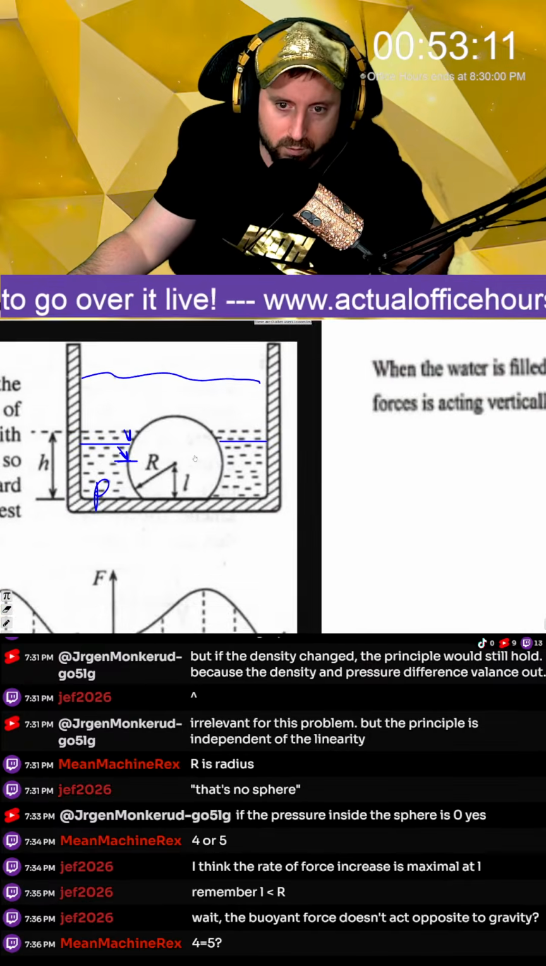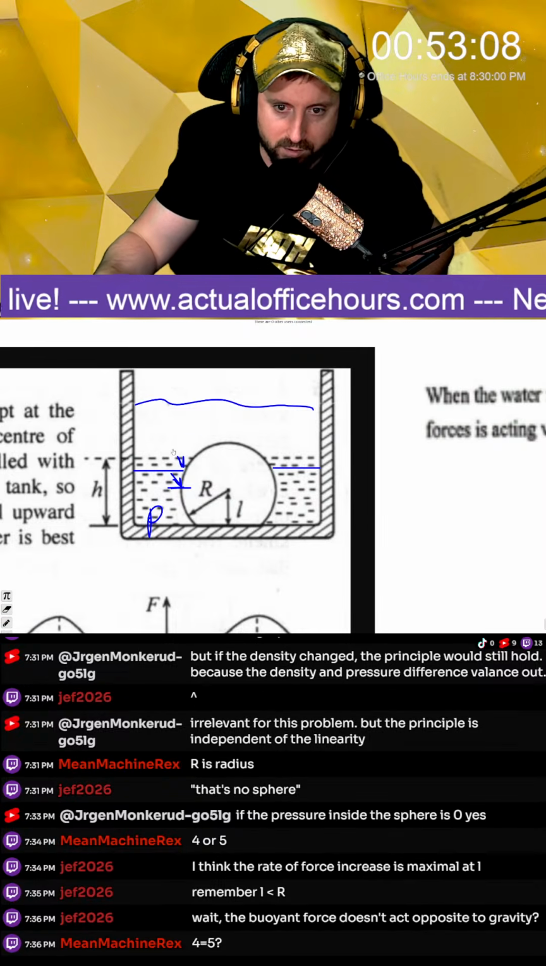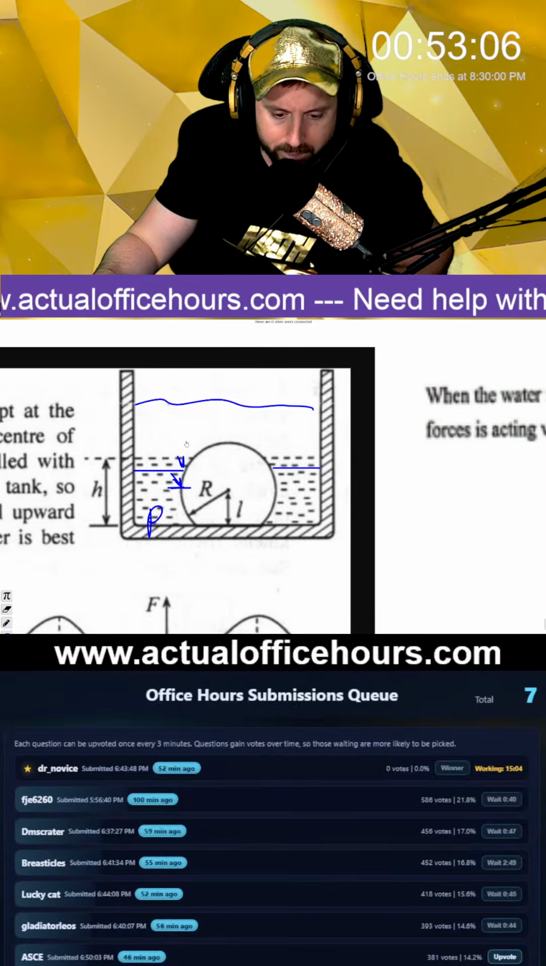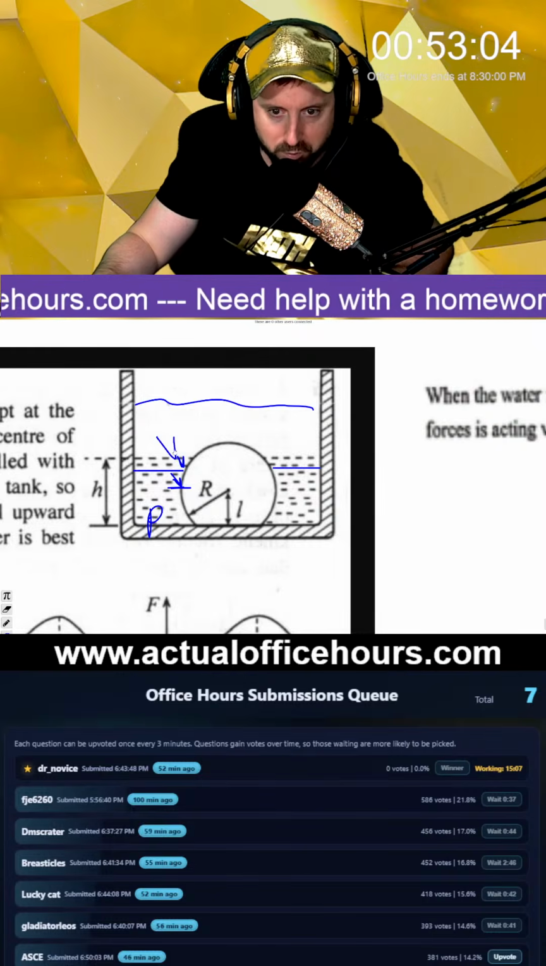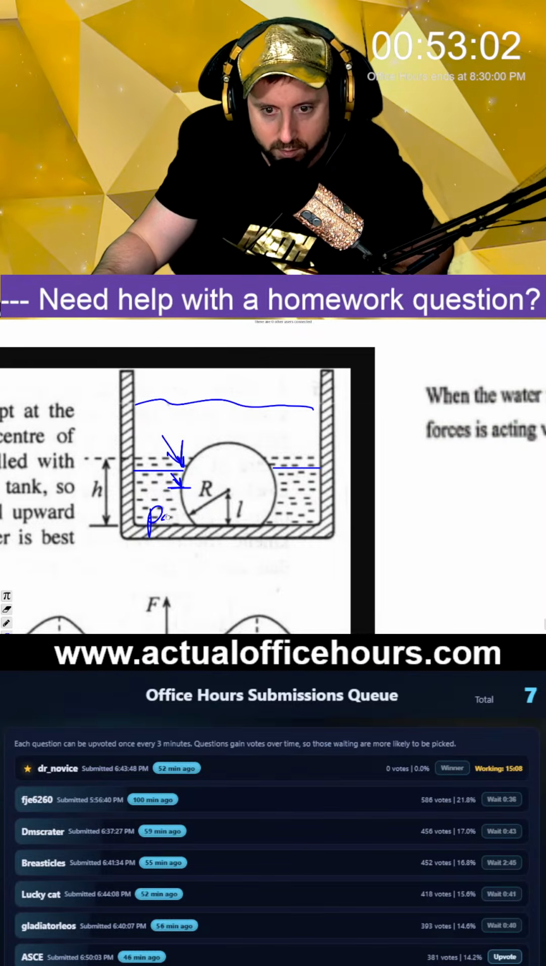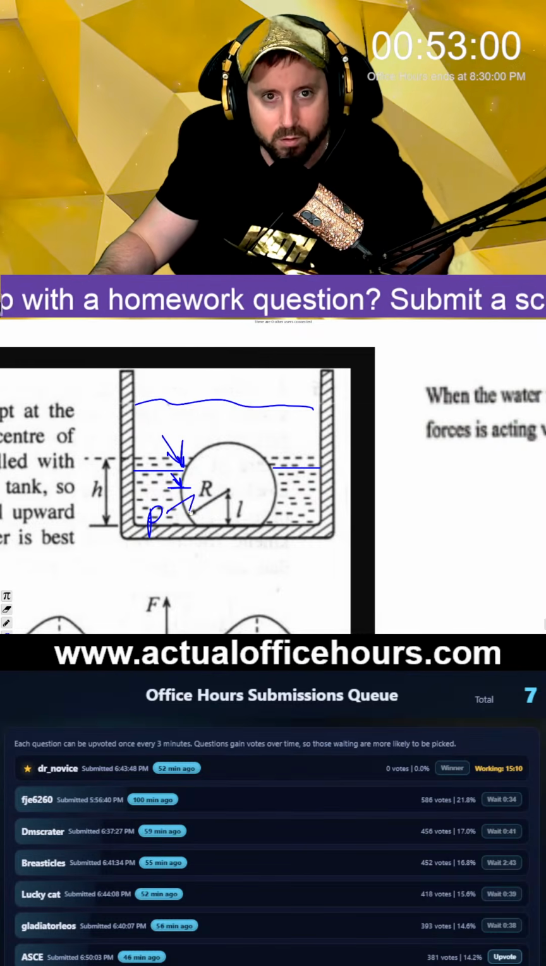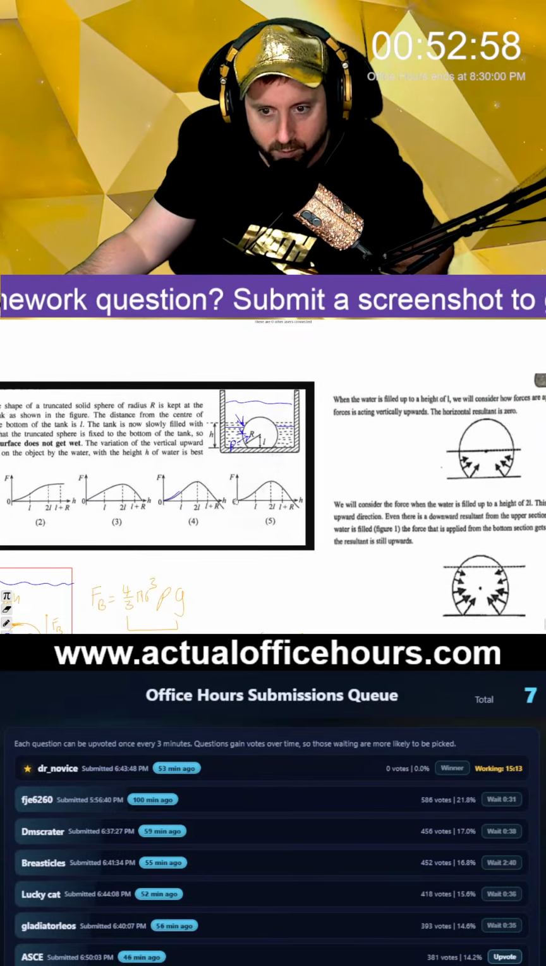Right, and then also, because the water here is at a higher level, it's going to have less pressure pushing down than this will have pushing up. Okay, there we go. Okay, cool.